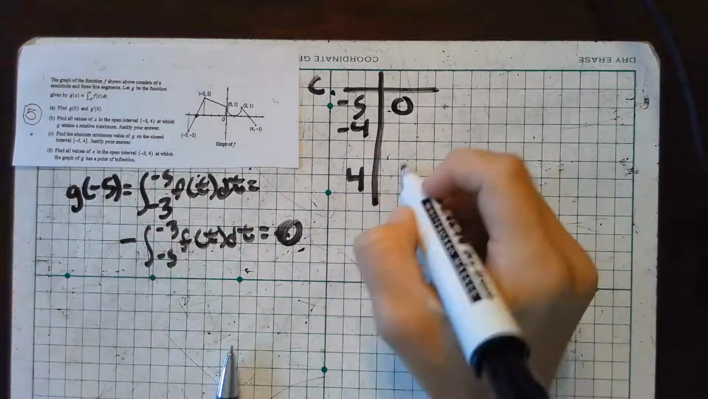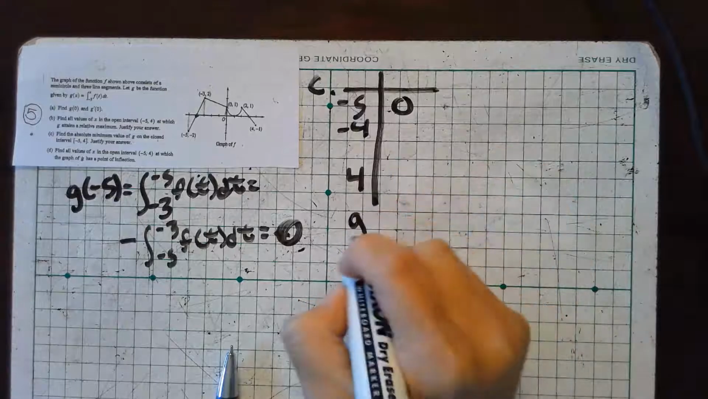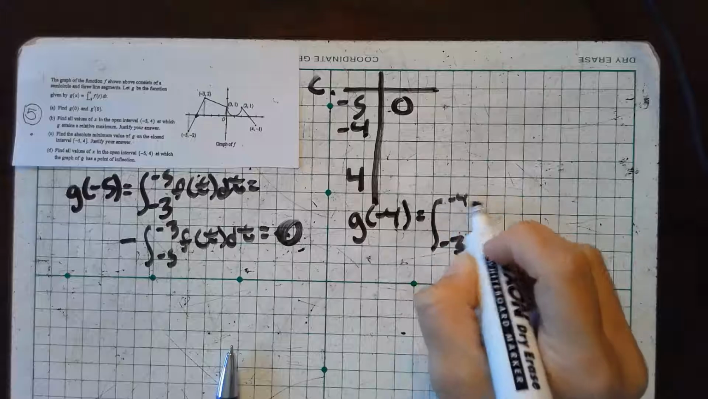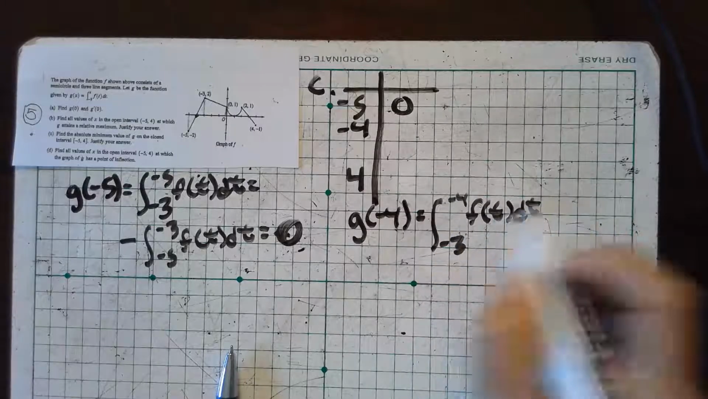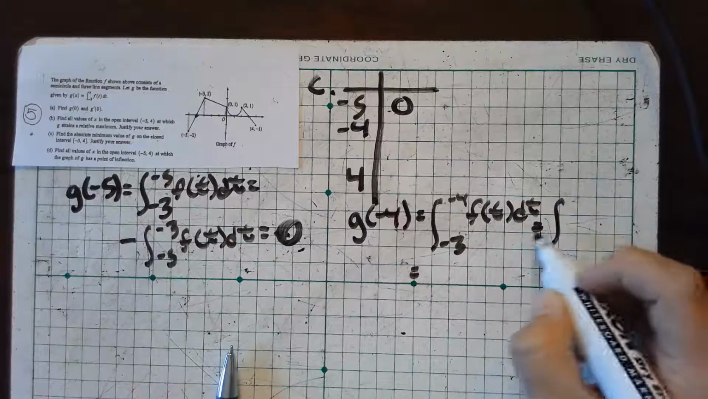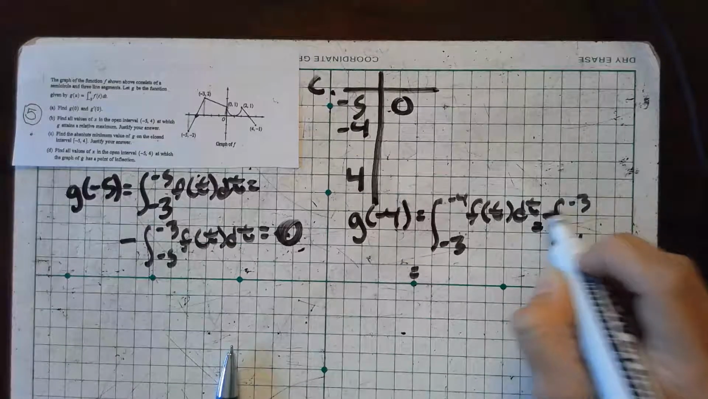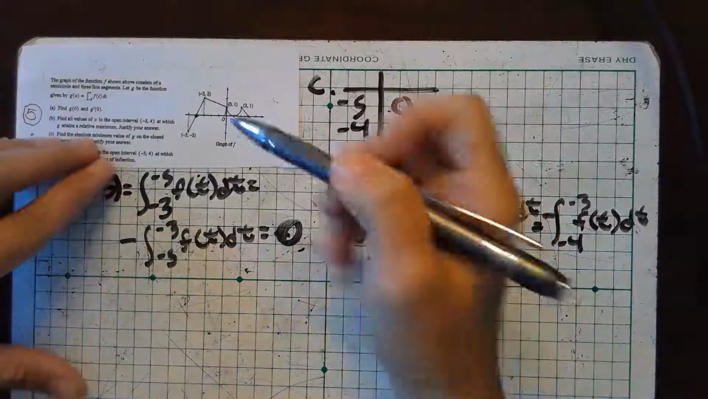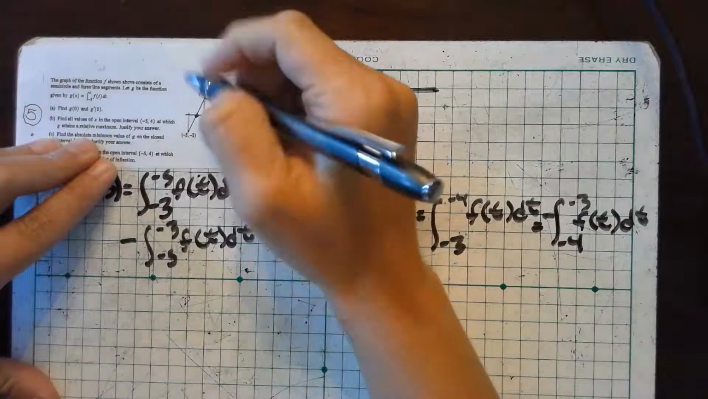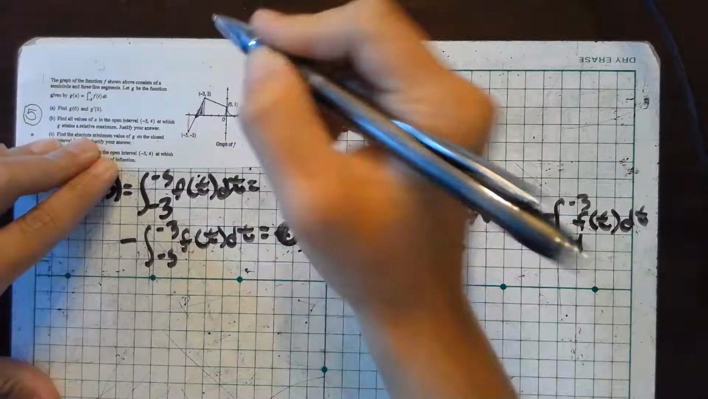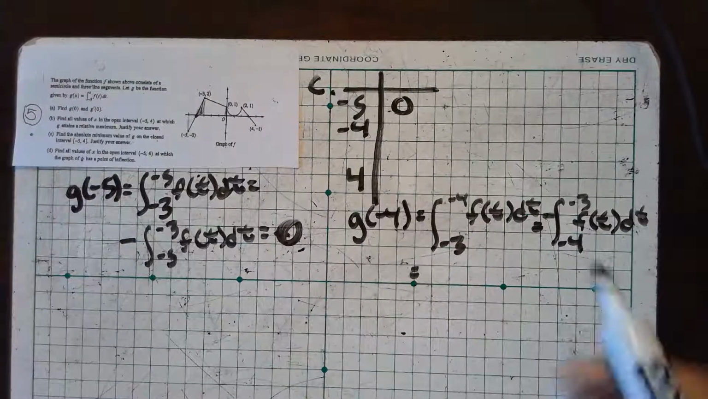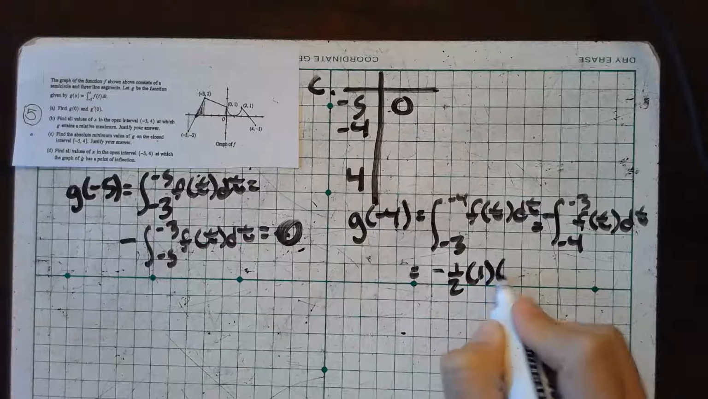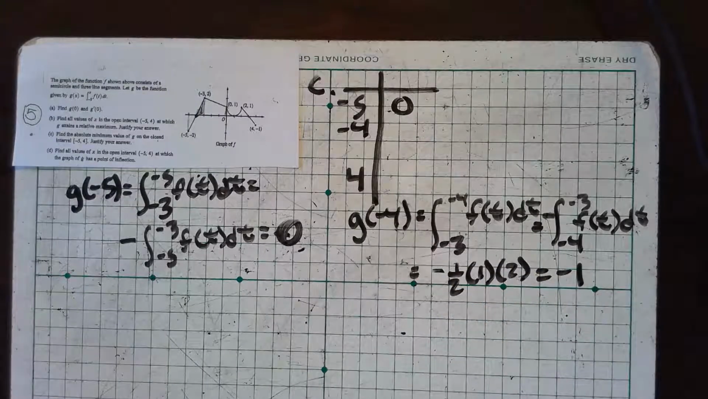Now we got to find g of -4. Well, that's from -3 to -4 of f of t dt. I like to have the greatest number on top, so I need to put a negative out there. From -4 to -3 is this triangle right here. It's on top, so it's positive. However, I do have this negative, so it's negative. It's 1/2, the base is 1, the height is 2, so this is -1.